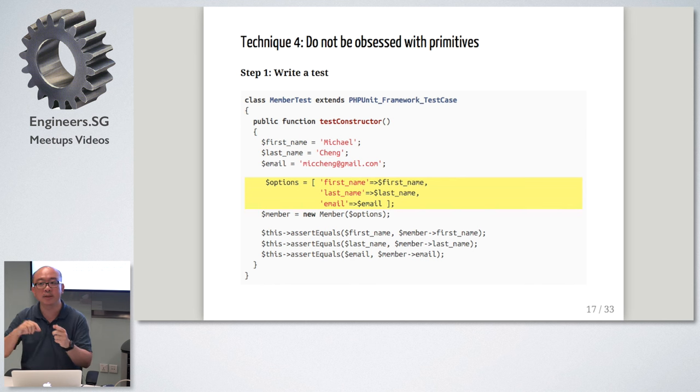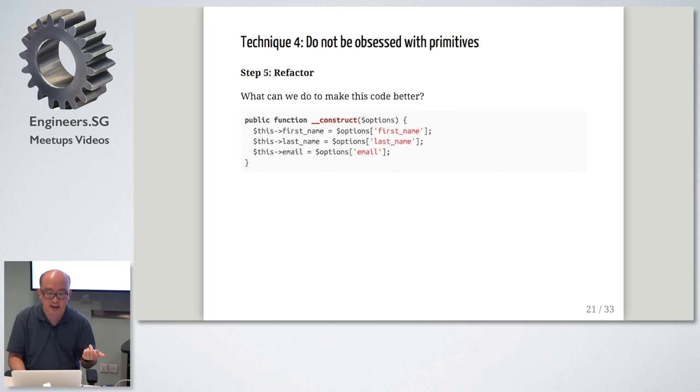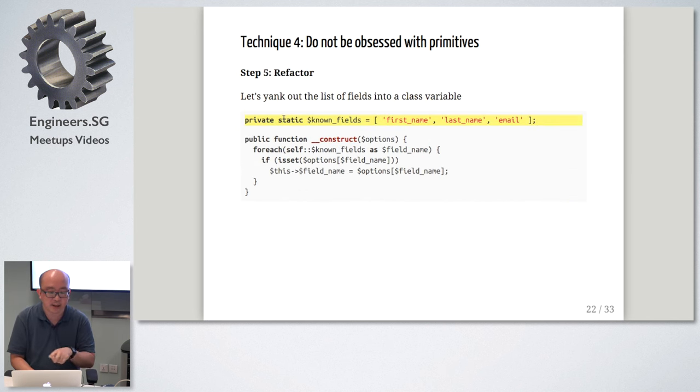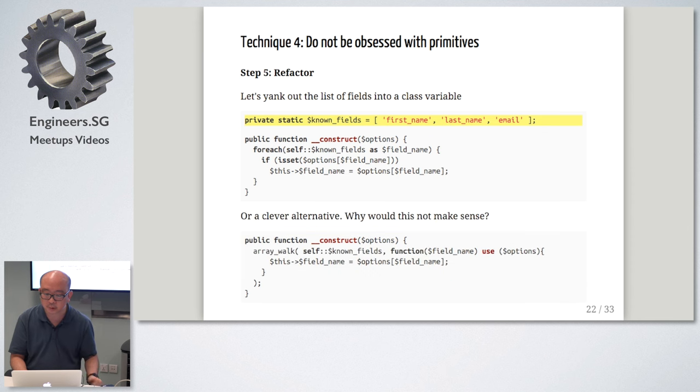So basically, I'll use the member's own known fields. I could basically use this guy. Instead of turning this into a private method, it could be a public method. If it's a public static, I can access it outside of the class, which means I can use it in the test. So the test can then use this field to loop through and check itself, right? So that's one way of making your test a little bit more future-proof and extendable, right? Of course, there could also be a clever alternative.